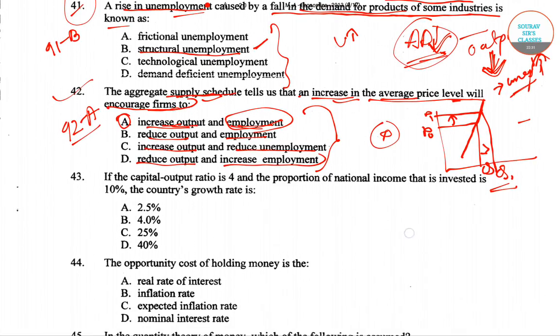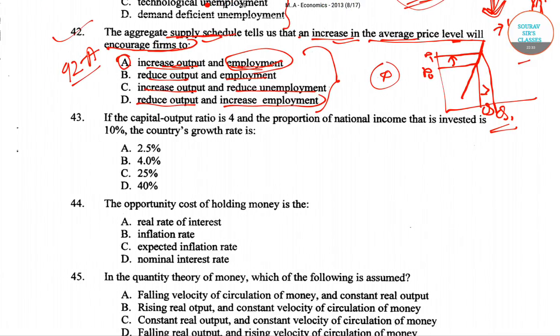Now we'll go straight to question number 43. In question number 43, it is asked: if the capital output ratio is 4 and the proportion of national income invested is 10%, the country's growth rate is, four options are given. We have to find the country's growth rate. So how do we find it? Now we have to solve question number 43.